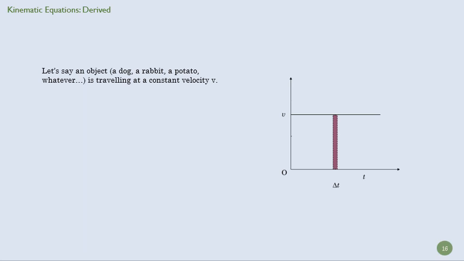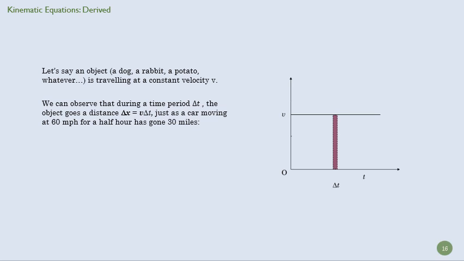So we're going to imagine an object, a dog or a rabbit or a potato, is traveling at a constant velocity. Let's go with the dog. That's a little easier to think about. We can observe that during a time period delta t, the object goes a distance delta x equals velocity times delta t. This is as simple as a car that's going at 60 miles per hour for half an hour has gone 30 miles, right? 60 miles per hour is our v, half an hour is our delta t, and 30 miles then is our delta x.